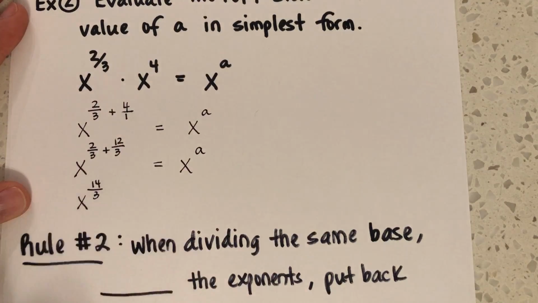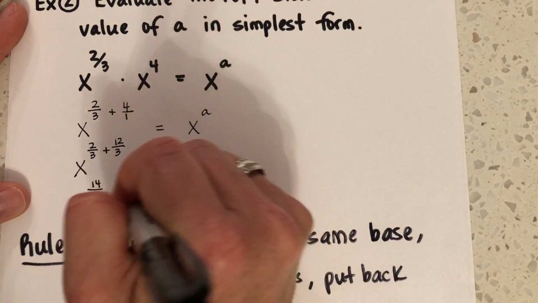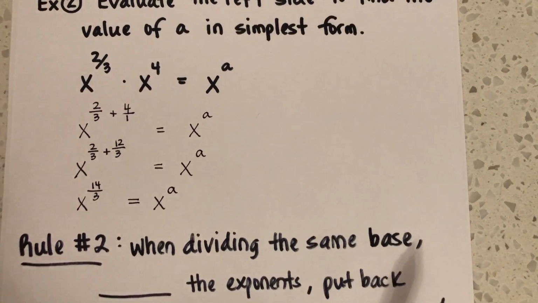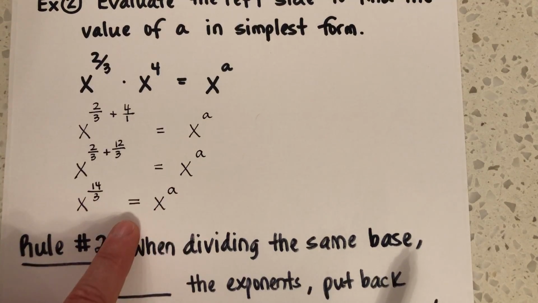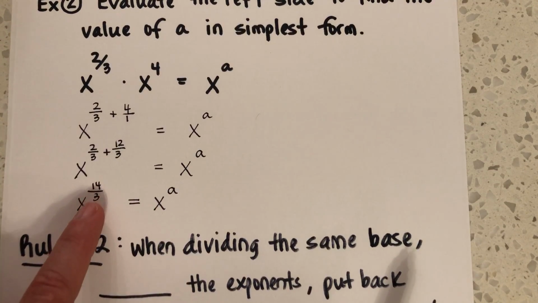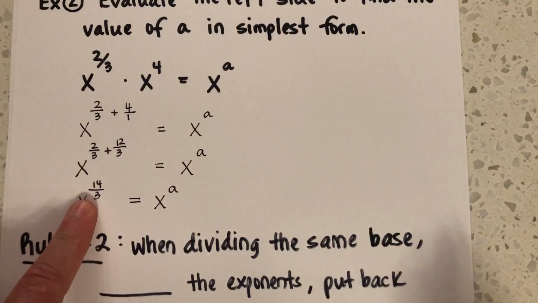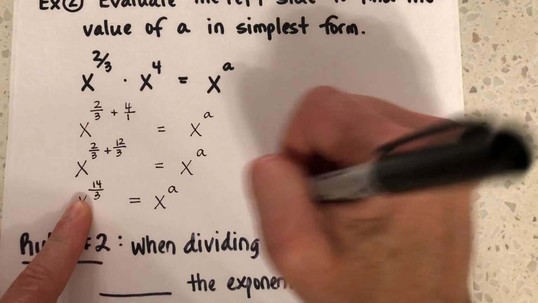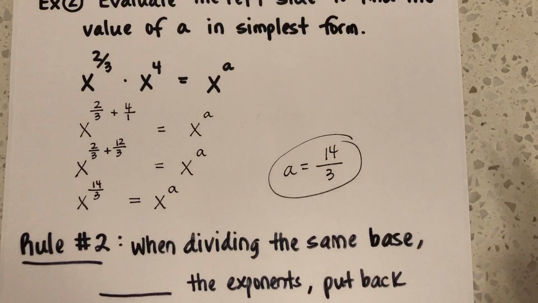If this reduces or divides, you want to reduce it, but that is now what x to the a is equal to. So now you can see x to the a has to equal x to the 14 over 3. So a is equal to 14 over 3, and that is what you would type in as your answer. That's how the Delta Math homework is going to ask you to find the answers. They're going to ask you to find the value of a. So they're basically asking you to find the missing exponent.